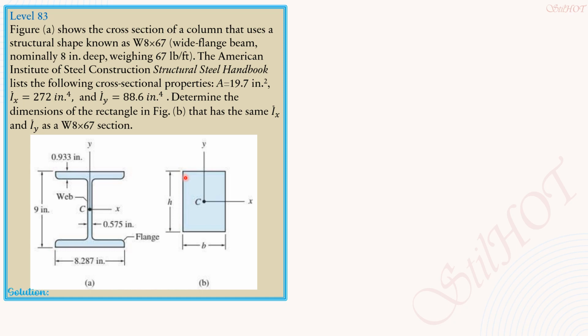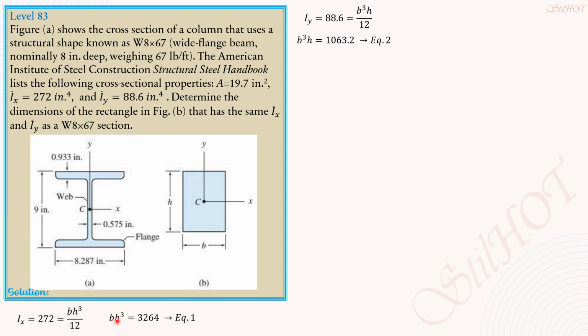So for our solution, Ix, which is bh cubed over 12, is equal to 272. So simplifying, bh cubed is equal to 272 times 12, so that's 3,264 inches to the fourth. Call that equation 1. Likewise, moment of inertia with respect to this centroidal y-axis of the rectangular section is b cubed h over 12, and it is equated to 88.6. So therefore b cubed h is equal to 1063.2, equation 2.